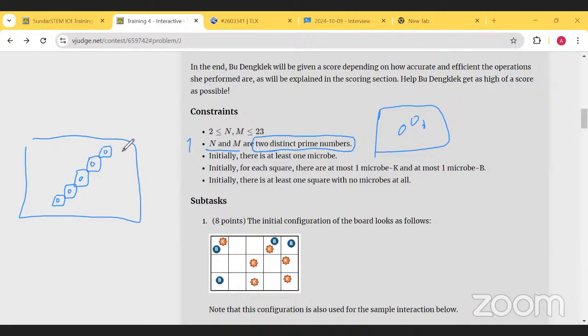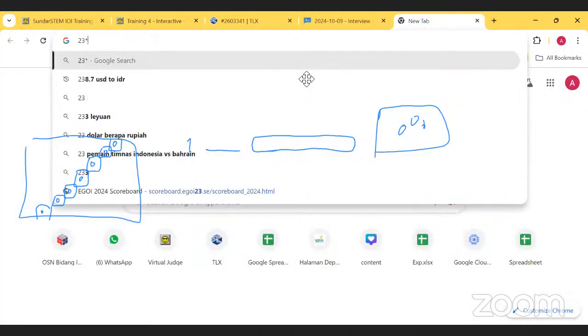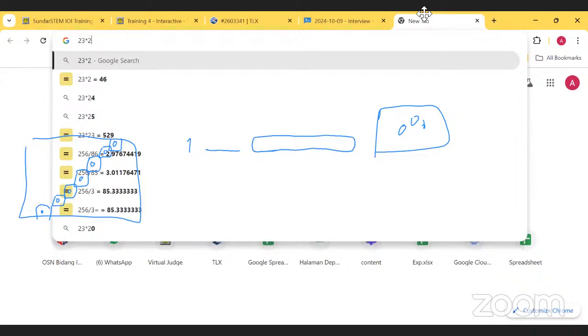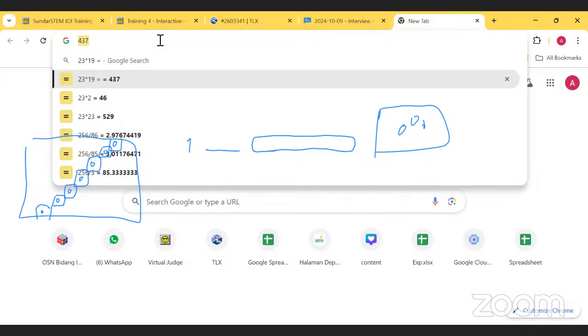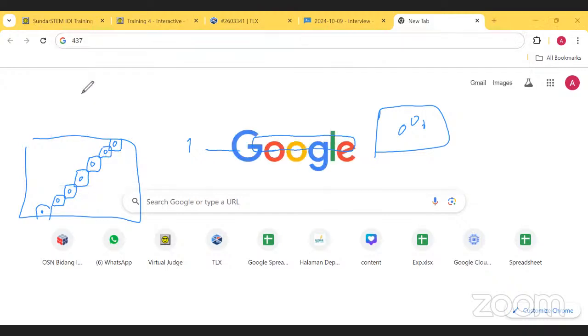empty cells. Let's say 1,000 empty cells. Or what is the worst case? The worst case is n equal to 23 and m is equal to the previous prime number. What is it? The previous prime number is 19. Okay, thank you. So the number of cells in the worst case is only 437.